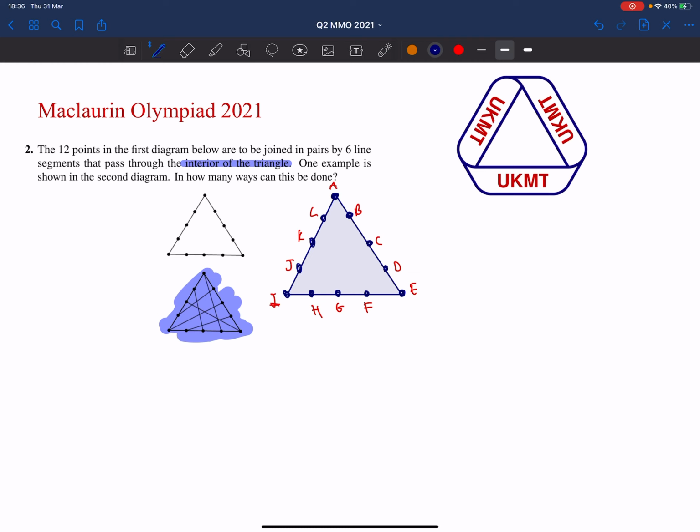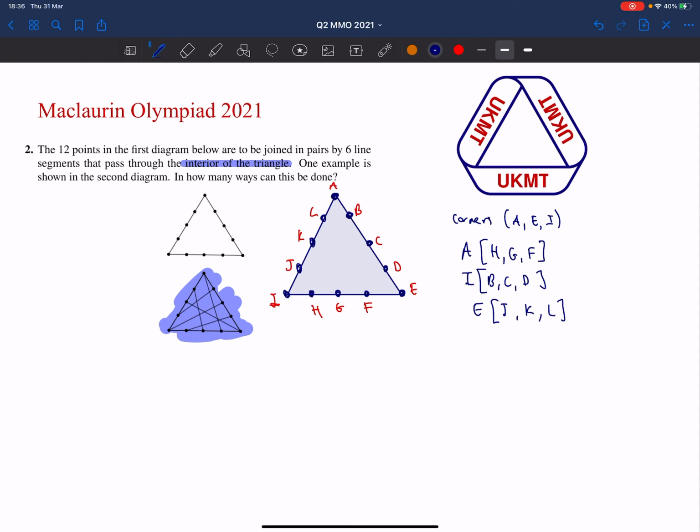And I think it's quite obvious that the corners A, E, and I are restricted in the sense that they can only join to the opposite side. So in the case of I, it can only join to these 3, because if it didn't, then it would be passing on the side, which isn't allowed. So A can choose H, G, and F. I can choose B, C, and D. And E can choose J, K, and L.